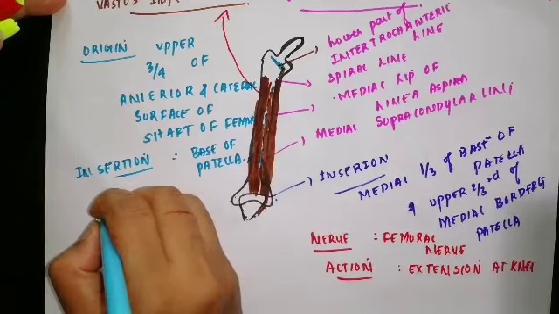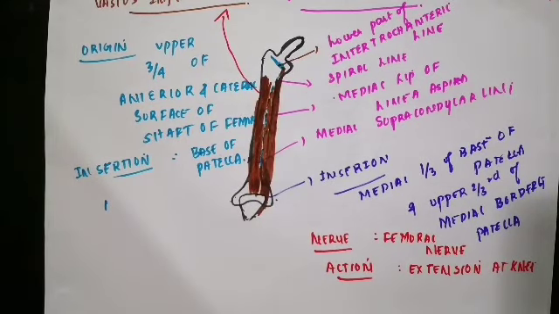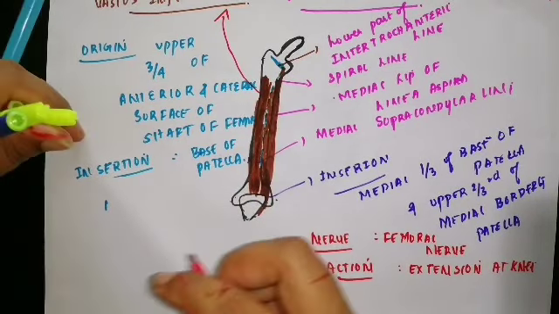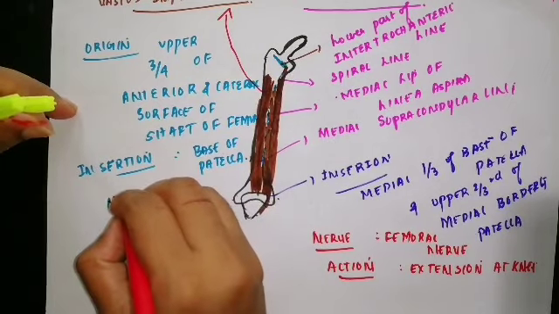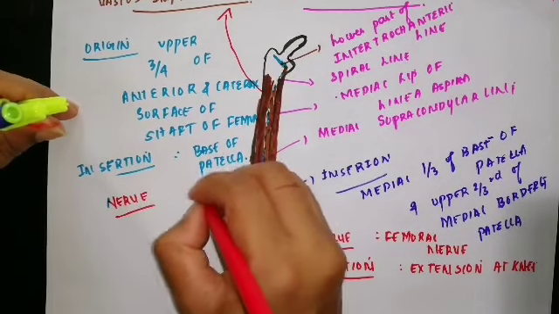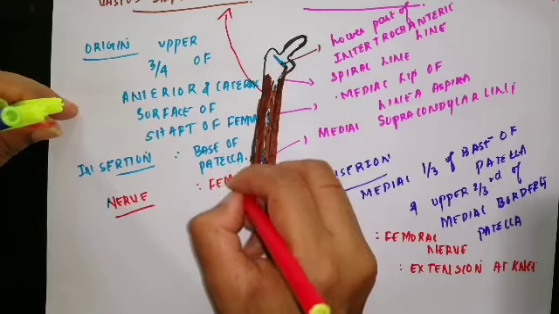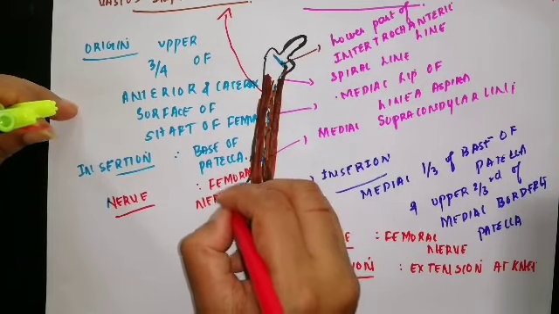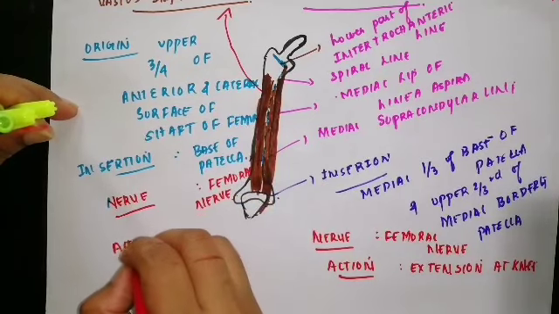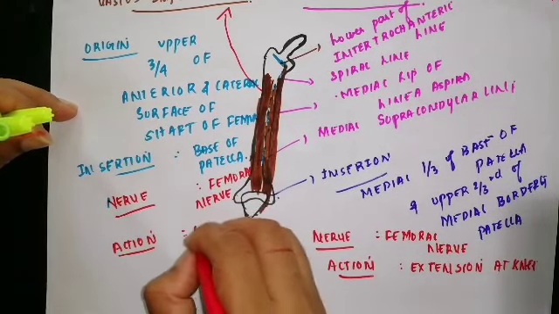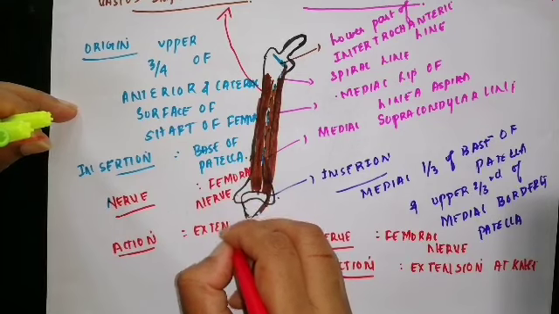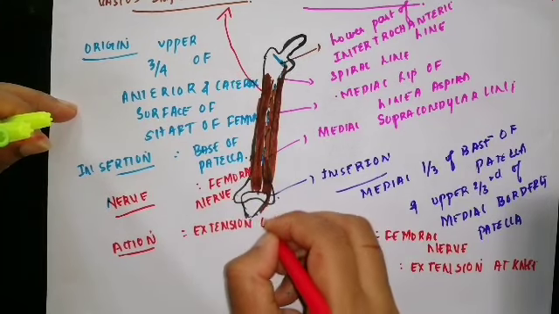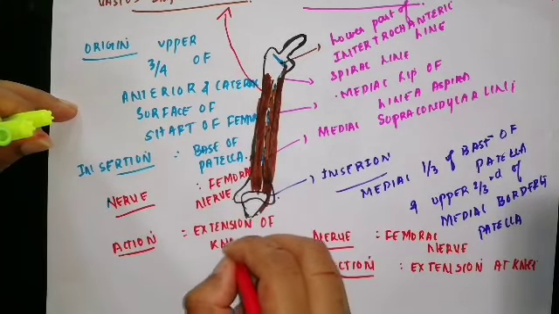So what is the action? The nerve supply. This is a femoral nerve. The action is extension of knee joint.